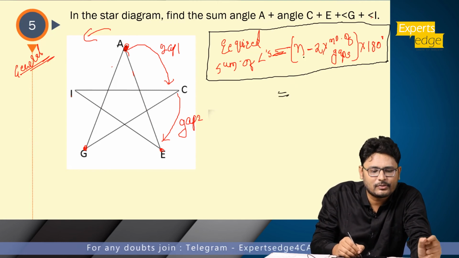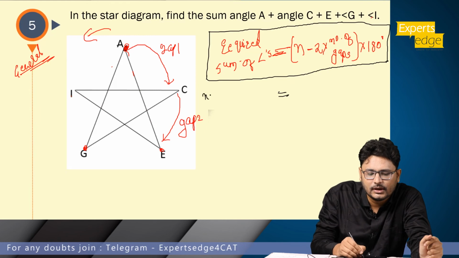N is the number of vertices. It is a 5 pointed star, right? So my N will be equal to 5. So n is equal to 5.